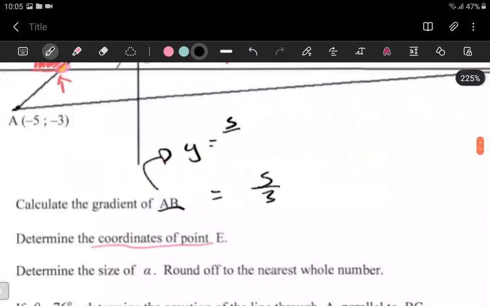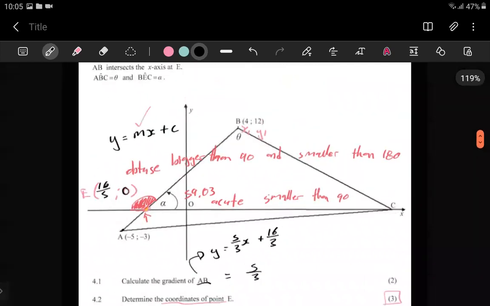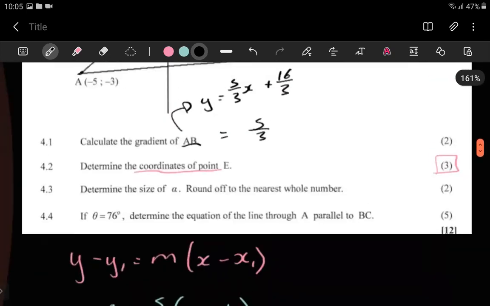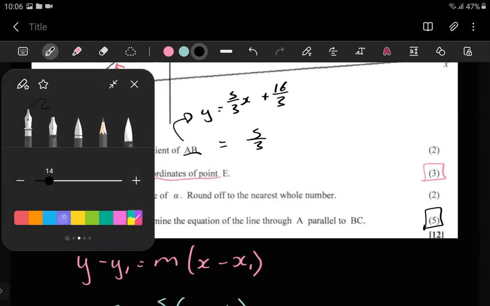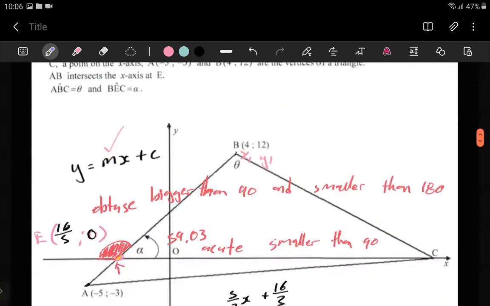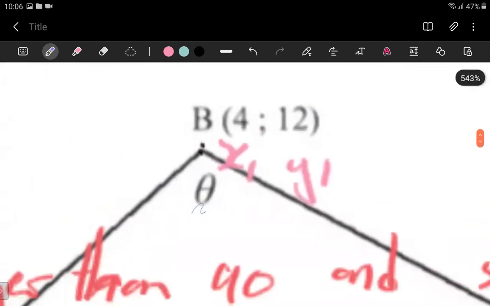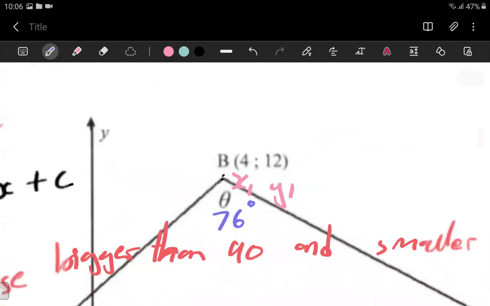I'm just trying to make sure that we have all the information that we got from the previous questions, in case we may need it for alpha, for theta, because it's a 5-mark question after all. 5-mark questions are very demanding, like spoiled breads. Let's just give them what they want.